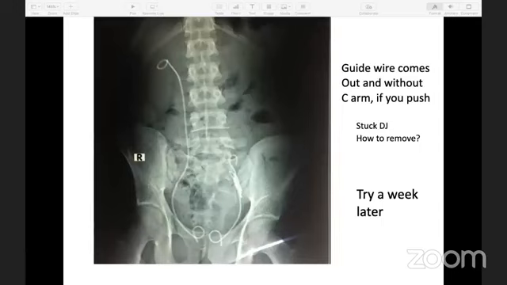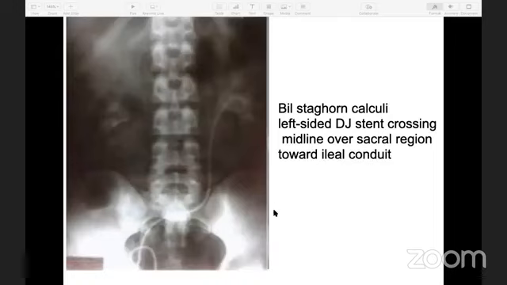This image shows left DJ folded on itself and entangled in the mid-ureter. This probably resulted from pushing the DJ without a guide wire in place. Leaving it in place for a week will cause passive dilatation, and thereafter you can try unfolding it without using force. Left DJ stent crossing midline in a patient with ileal conduit.